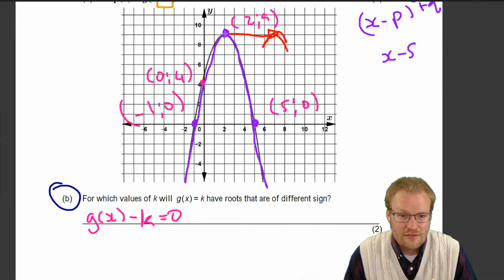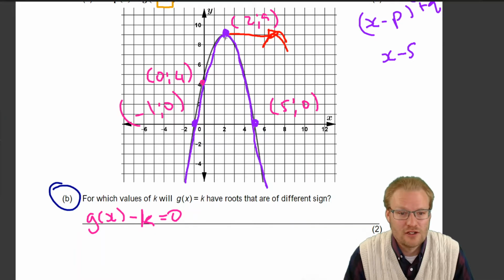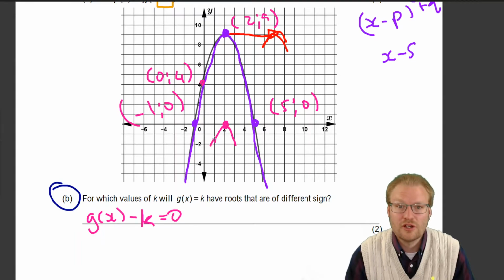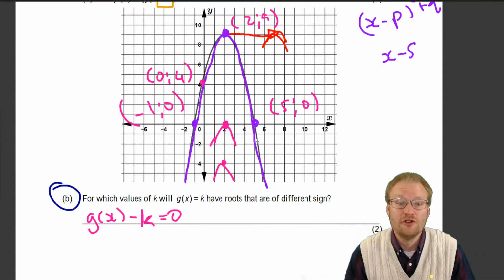So if you subtracted, I'm going to tell you maybe one thing that wouldn't work. Can you imagine you subtracted a full 9? Then if we subtracted 9, wouldn't our turning point be there, and the graph would look like that? We'd have one root. So clearly we can't subtract 9, so k can't be 9. Or if we subtracted 10, 11, 12, 13, it would be down here, then we wouldn't have any roots.